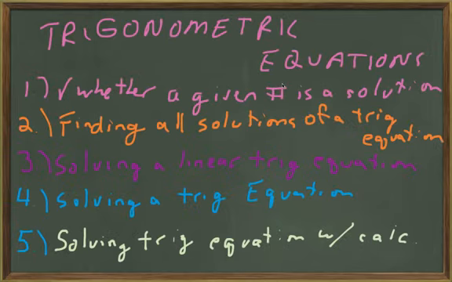And actually, there are five different ways that we're going to look at trig equations. Number one, we're going to check whether a given number is a solution. Two, we're going to find all solutions for a trig equation. Three, we're going to solve linear trig equations. Four, we're going to solve just a regular trig equation. And five, we're going to do the same thing, but with a calculator.